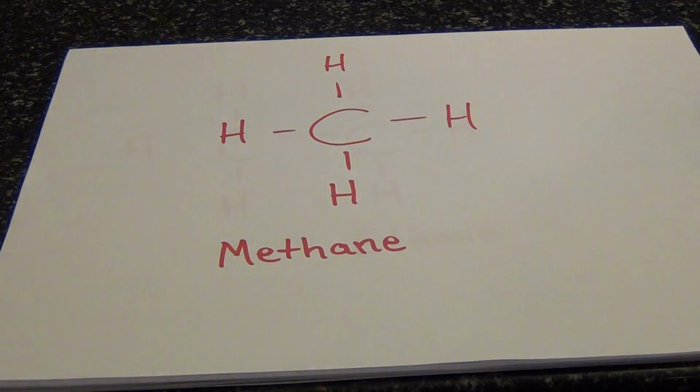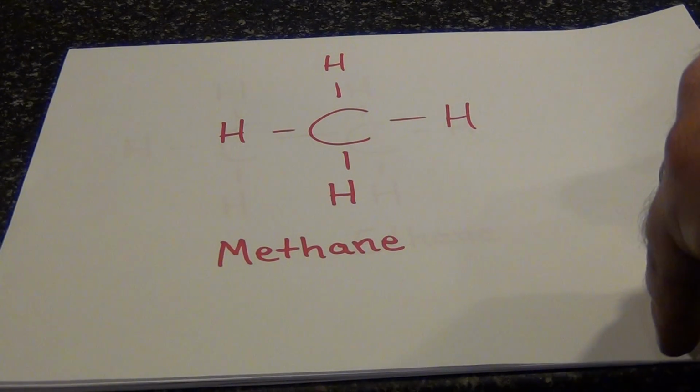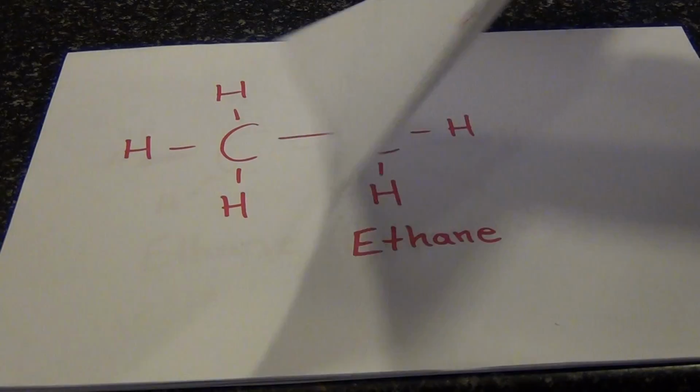We can extend this hydrocarbon by 1 to give ethane. Ethane has the chemical formula C2H6. Remember, hydrogens only form 1 bond and carbons form 4 bonds. The structural formula of ethane should look like this.